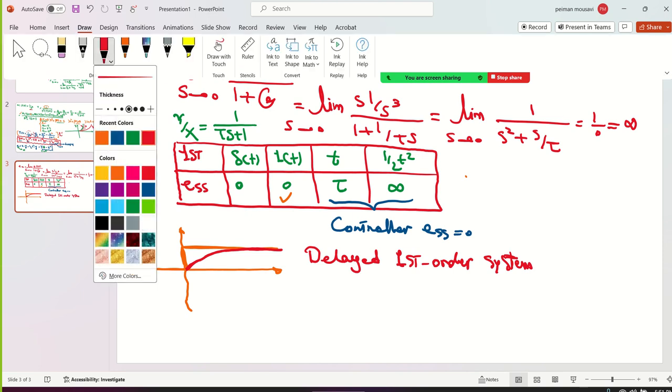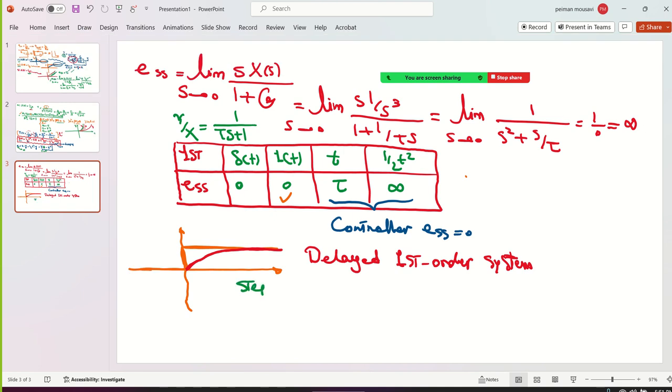Its step response, this is the step response, right? The response is a delayed first order system. So this is a first order system. When I say delayed, it means it's starting from here. You have a delay here, nothing happens during this delay, say T naught.